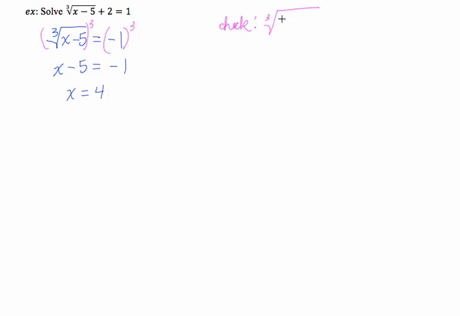The cubed root of, let's see, 4 minus 5 plus 2. Let's see if that equals 1. That would be the cubed root of -1. And the cubed root of -1 is -1. Oops, plus 2. That does equal 1, which is what we wanted to get. So that's it for that problem. So if you have a cubed root, you cube both sides.